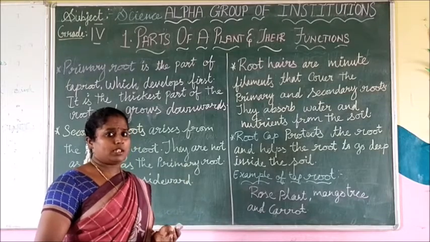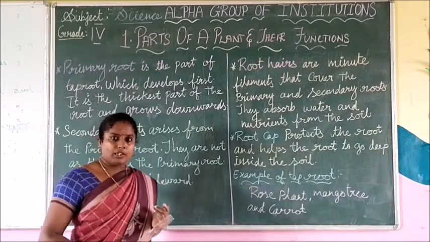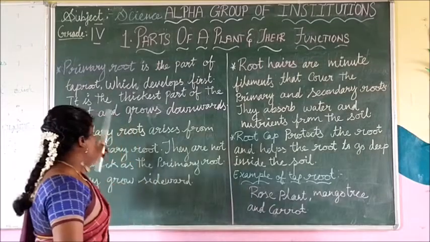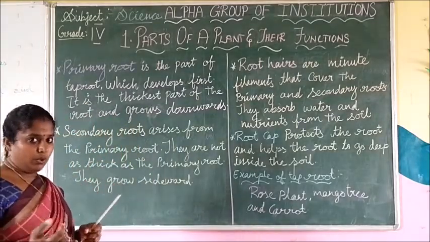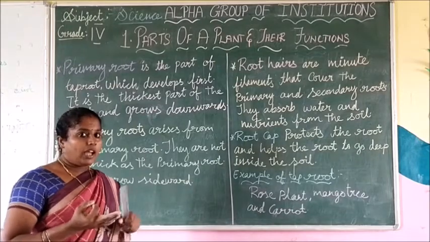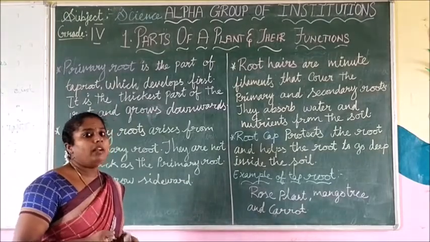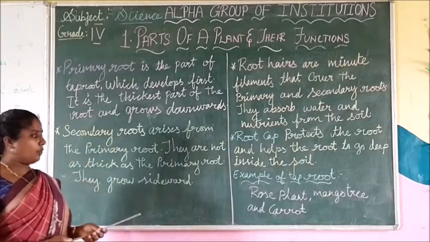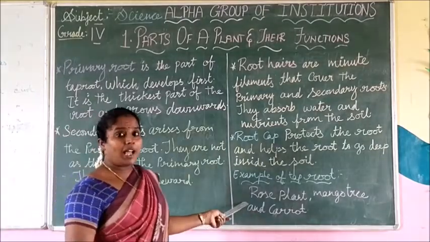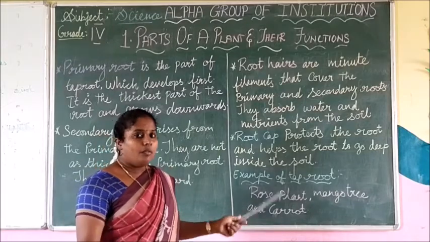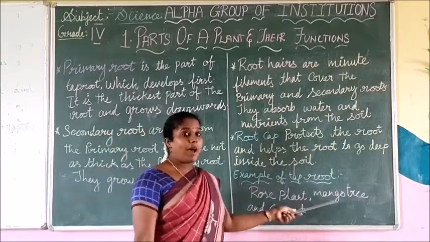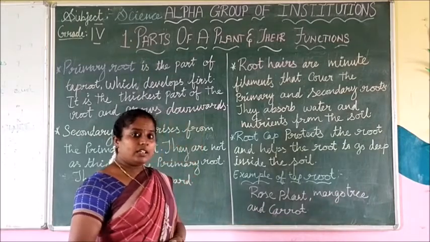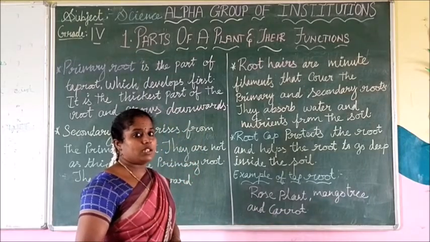In the taproot system, there are the primary root, secondary roots, root hairs and root cap. We just saw what the primary root, secondary root and root cap are. And the examples of taproot? The rose plant is a very good example of taproot. The mango tree is also an example of taproot. And the carrot is also an example of the taproot system.